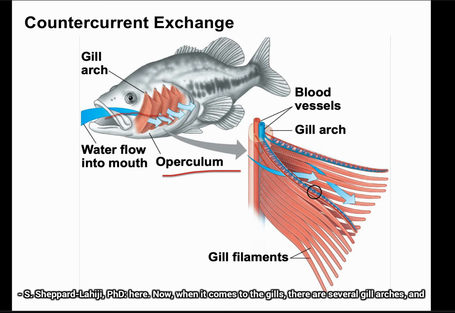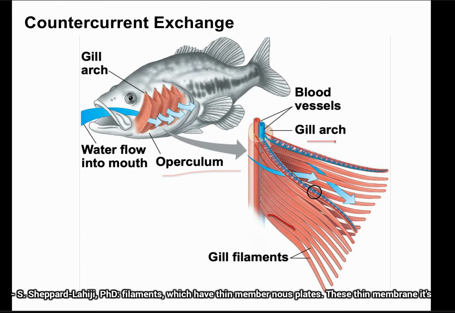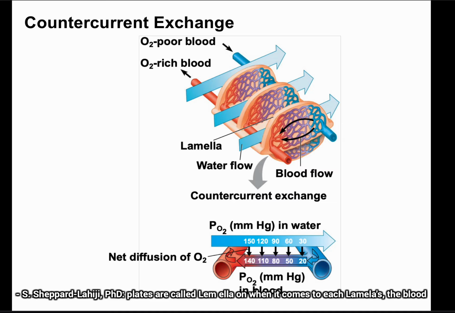Now, when it comes to the gills, there are several gill arches, and they're found on each side of the fish's head. And each gill arch has gill filaments, which have thin membranous plates. These thin membranous plates are called lamella. And when it comes to each lamella, the blood flow is going to oppose the direction of water movement. So that's the countercurrent aspect.